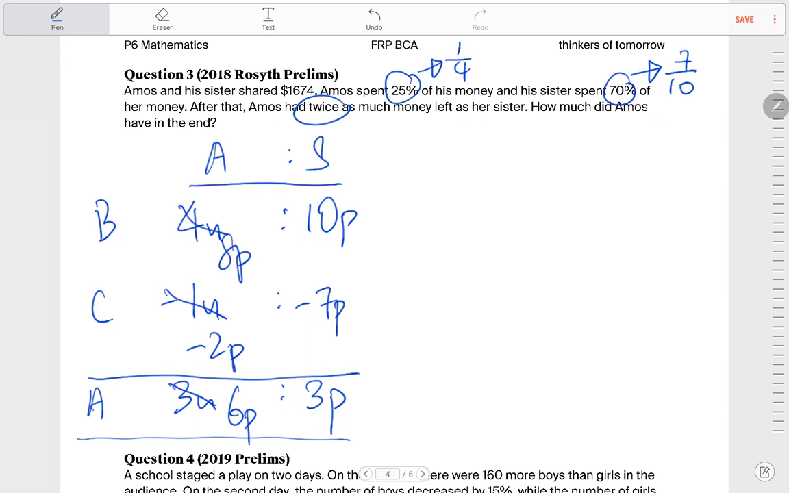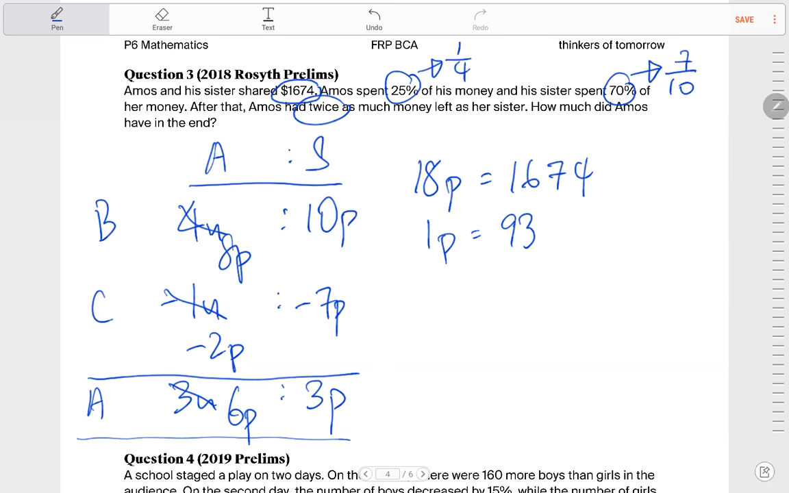Okay, so you're done with presenting, processing, and lastly, proceed to solve. How do I know that I can proceed to solve? Because if you look at the numbers given to you, Amos and his sister shared 1,674. This tells you that 18p is equals to 1,674. You are good. Okay, find what is 1p, right? Thankfully, 1p gives you a whole number, which tells you that you're on the right track. Usually if 1p gives you a very ugly decimal place, then you know maybe somewhere there's a mistake.